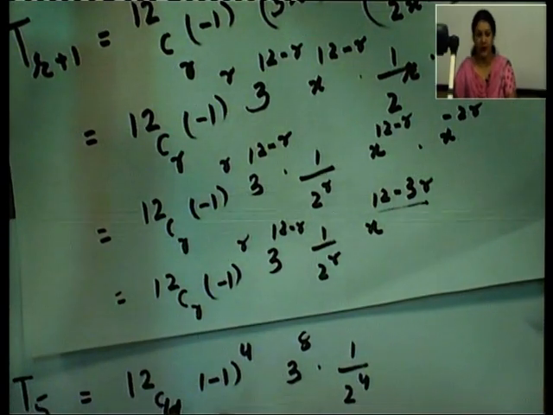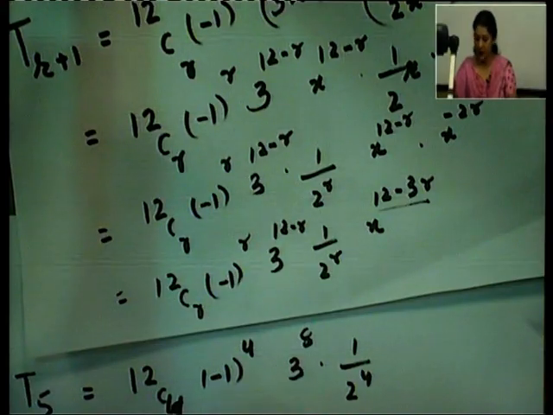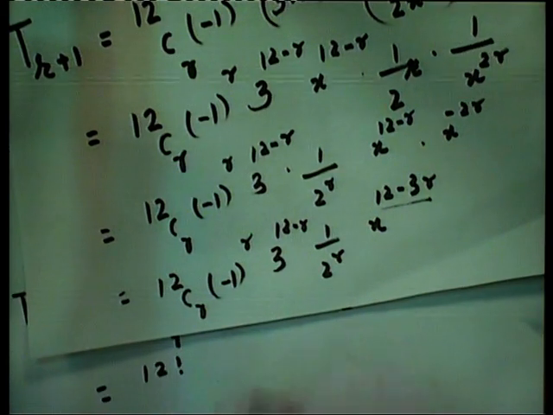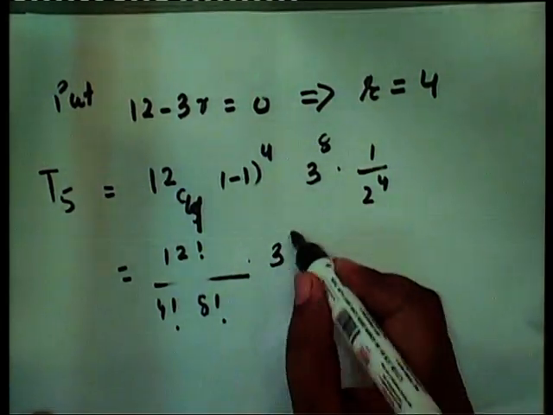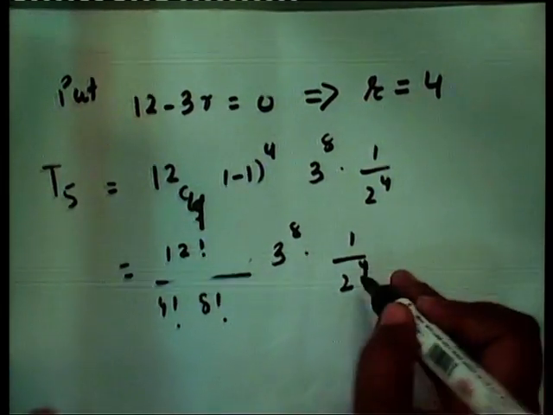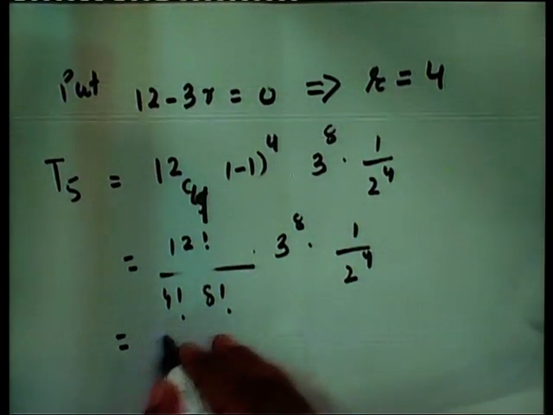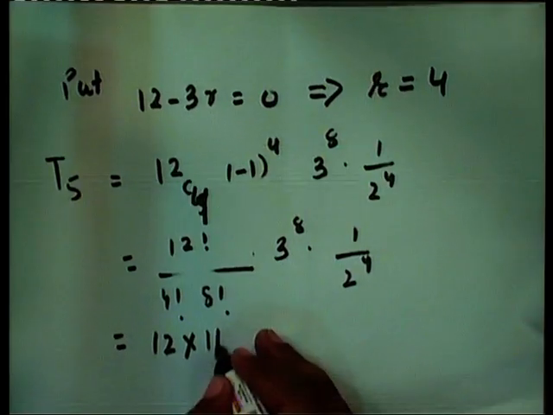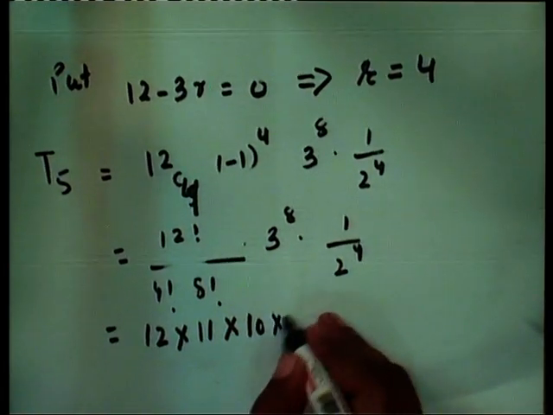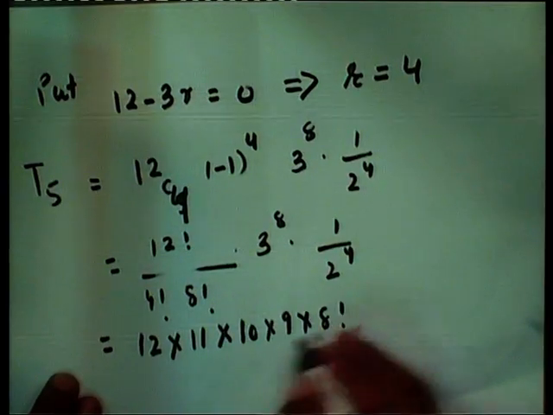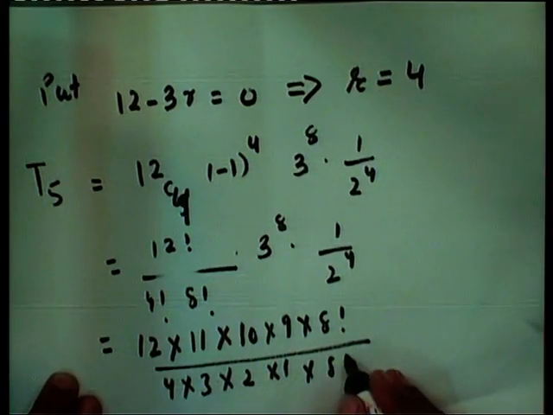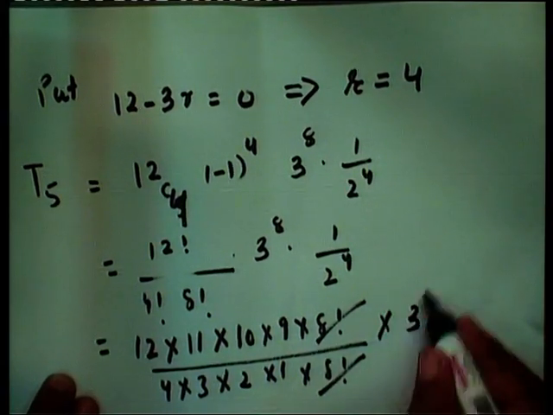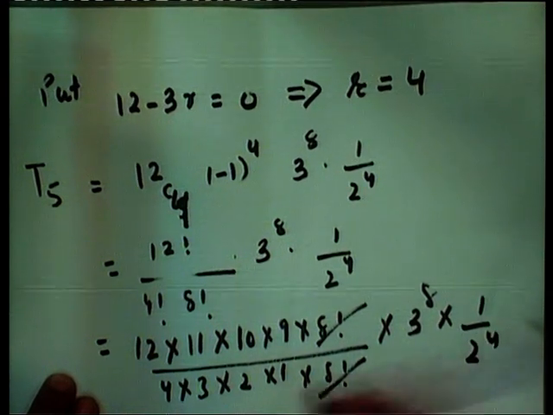Now (minus 1) raised to power 4 will be 1. What is 12C4? It will be 12 factorial upon 4 factorial into 8 factorial, into 3 raised to power 8 into (1 upon 2) raised to power 4. So this will be equal to 12 into 11 into 10 into 9 into 8 factorial upon 4 into 3 into 2 into 1 into 8 factorial. So this gets cancelled and we can simplify this.